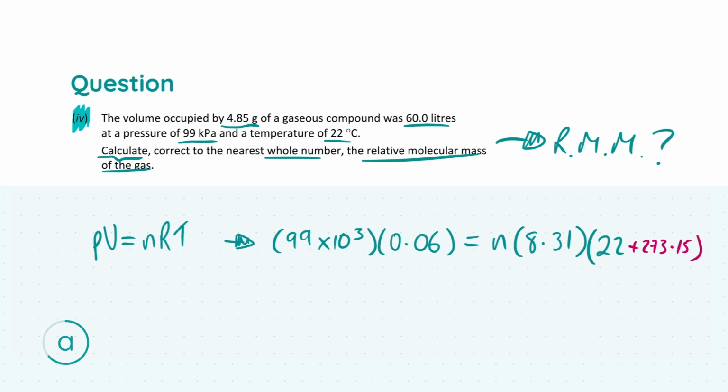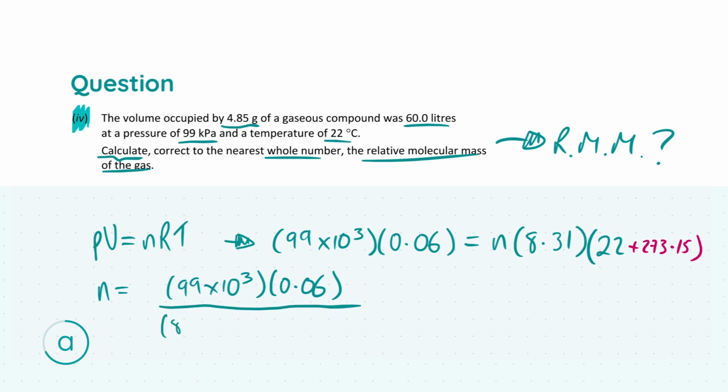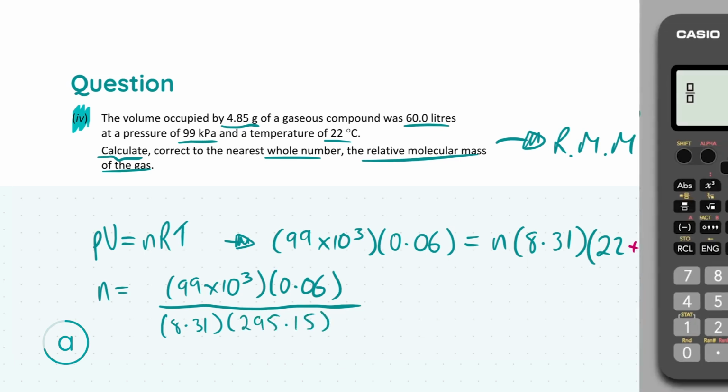So now what I'm going to do is rearrange to find n. And the reason I'm rearranging to find n is because it's the unknown in this equation. So n in this case is going to equal that 99 times 10 to the 3, which is our pressure, times our volume in meters cubed, which is 0.06. And then in order to get n on its own, we need to divide by our 8.31, our constant, as well as our temperature in Kelvin. So adding 22 degrees onto this, we're going to get 295.15.